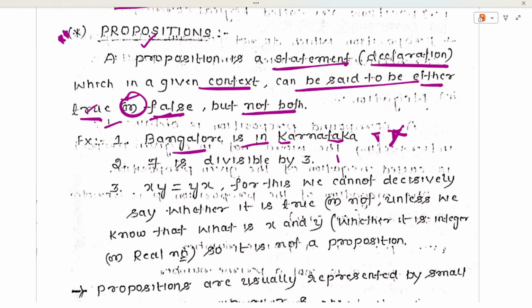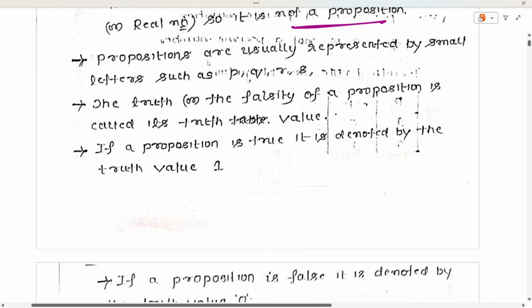7 is divisible by 3, this is false. You cannot say it is true also; it is false. That is not possible. See, xy is equal to yx. For this, we cannot decisively say whether it is true or false unless we know the values of x and y. Here if it is 2 and 3, and here it is 3 and 2, it is fine. Here if it is 2 and 3, and here it is 5 and 2, it's not the same, right? So that is not a proposition in that case. I hope you are getting it.